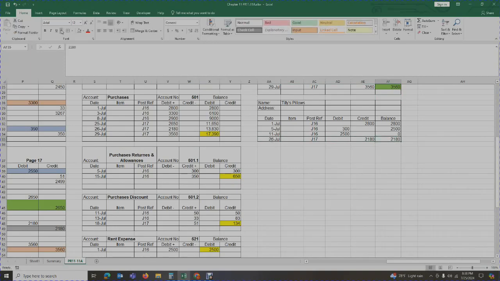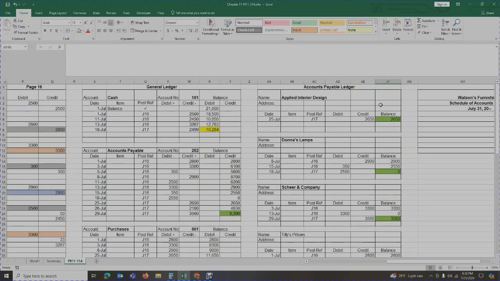Now your accounts payable subsidiary ledger tells you the detail of how much we owe each of our vendors. Our general ledger only tells you all of the transactions, and it tells you that we owe a total of $8,390 to different vendors, right? But it does not tell you who we owe the money to. It just tells you the total.